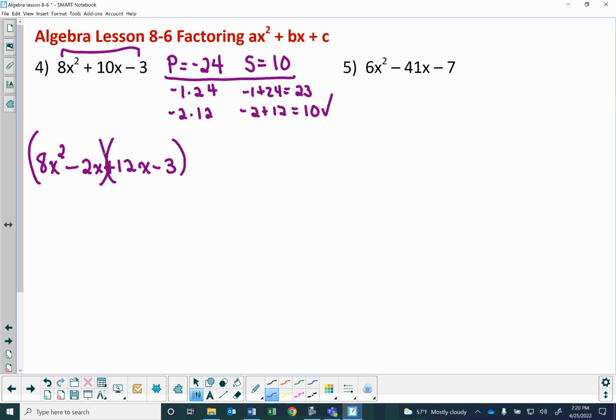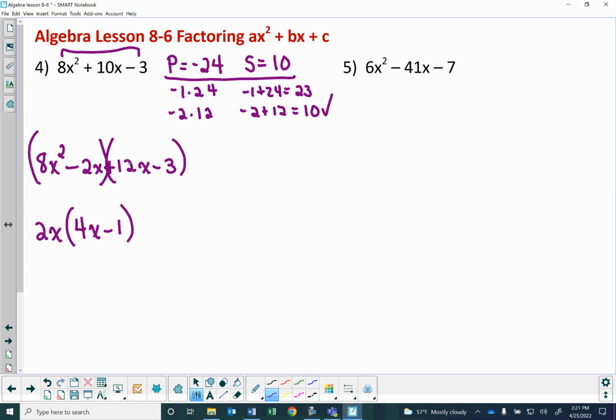Greatest common factor out of 8x squared minus 2x. I can take a 2 and an x out of that. So 8x squared divided by 2x. 8 divided by 2 is 4. X squared divided by x is x. 2x divided by 2x is 1. It's not 0. Be careful with that. I get a lot of people who try to tell me 2x divided by 2x goes away. It doesn't go away. It's a 1.